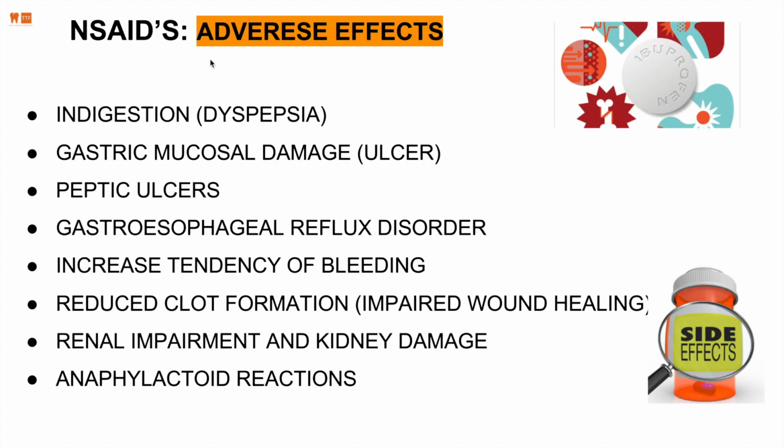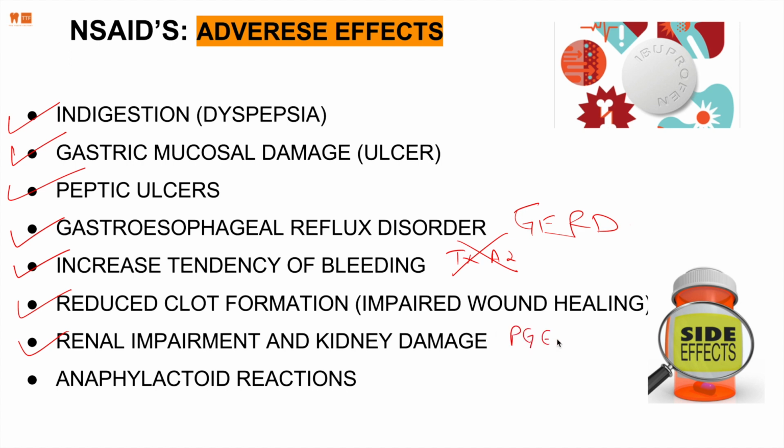Next, NSAIDs adverse effects. So what are the side effects of all NSAIDs? Such as indigestion, which is called dyspepsia, gastric mucosal damage causing ulcer, we already talked about this, peptic ulcers, gastroesophageal reflux disorder, in short GERD, increased tendency of bleeding, remember clotting problems, right? Thromboxane A2 is blocked, so tendency of bleeding, reduced clot formation and impaired wound healing. Renal impairment and kidney damage. Remember that all prostaglandins are meant to maintain kidneys. However, when they are blocked, there is kidney damage. And then anaphylactoid reaction. Some people may have side effects such as anaphylactoid reactions. Not anaphylaxis, but anaphylactoid.